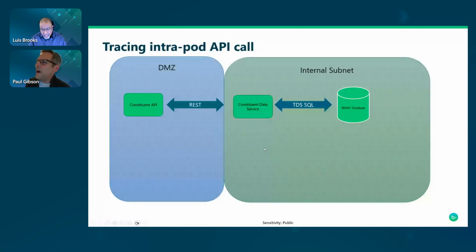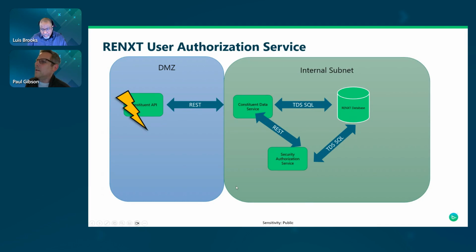If we trace an intrapod call, let's say we've done all that stuff I've shown before with the lightning bolt. Once we get in the pod, for RE services, there's a traditional setup where there's a DMZ, where the constituent API is in the DMZ, and then there's an internal subnet, and there's a service which talks to the SQL database. To be clear, the SQL database is not on the internet. You can't get to this thing from anywhere, which means that to make a call, you come through the DMZ, you call this data service, and there's two microservices involved here. There's a security authorization service which validates permissions.